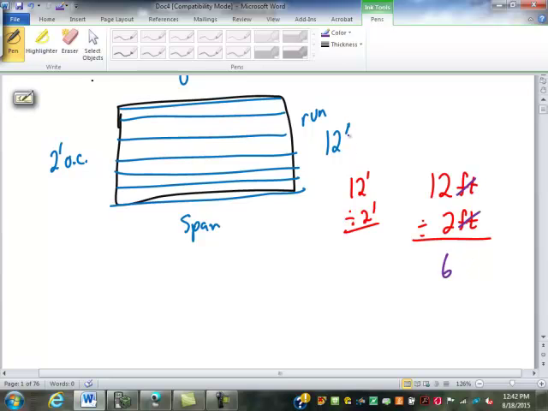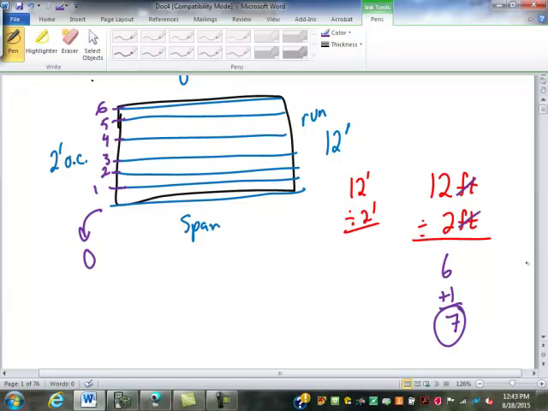The problem is when we do that division, we get the first one, we get 1, 2, 3, 4, 5, 6. It accounts for all of those joists, but it doesn't account for the one here at 0 feet. So whenever we do a calculation like that, like you said, we have to add 1. So it's going to take 7 joists to go across there.